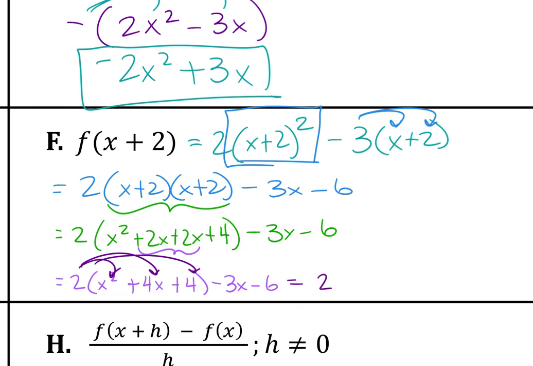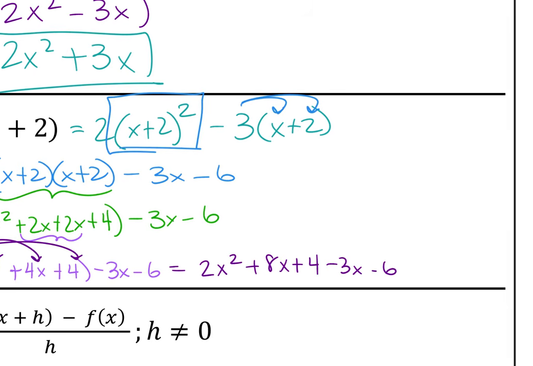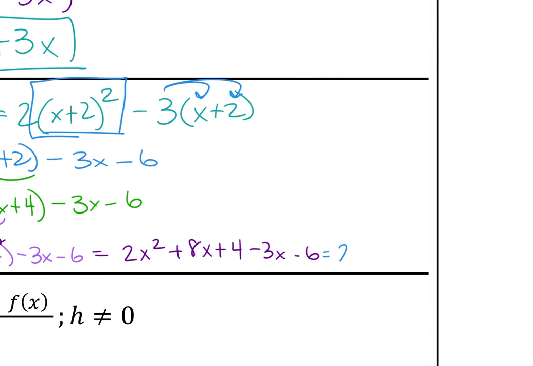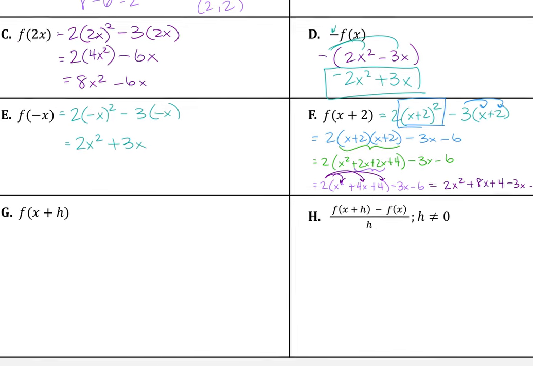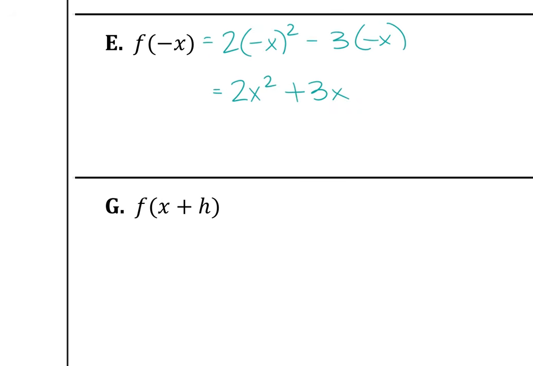So 2x squared plus 8x plus 4 minus 3x minus 6. Last step, combine like terms. 2x squared plus 5x minus 2. There we go. Okay. X plus h, so same thing. We need to substitute. So 2 times (x plus h) squared minus 3 times (x plus h).